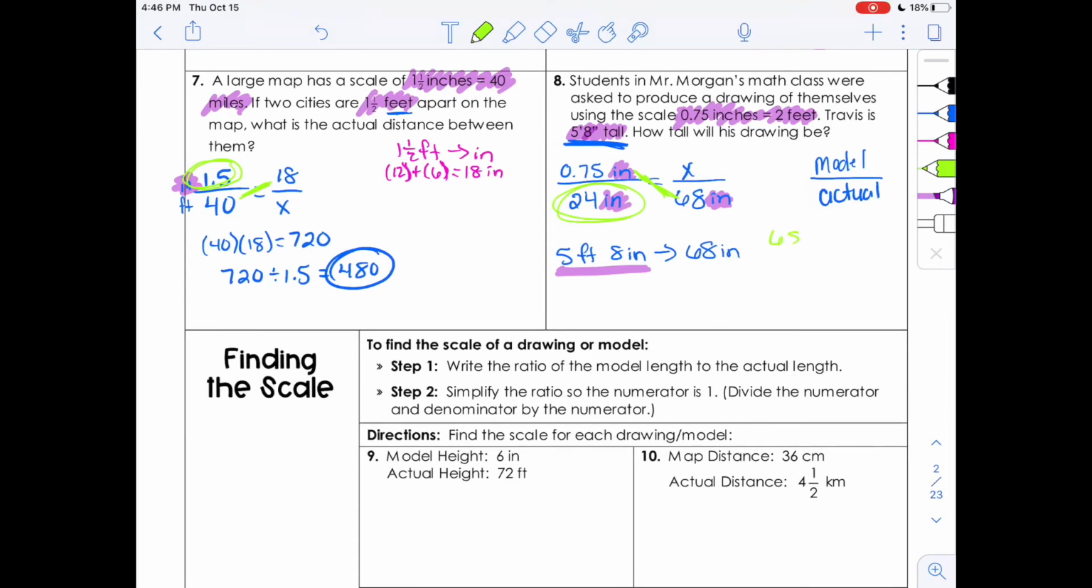So 68 times 0.75, and you can place that in a calculator. And you get 51. And then 51 divided by 24 gives you 2.125.